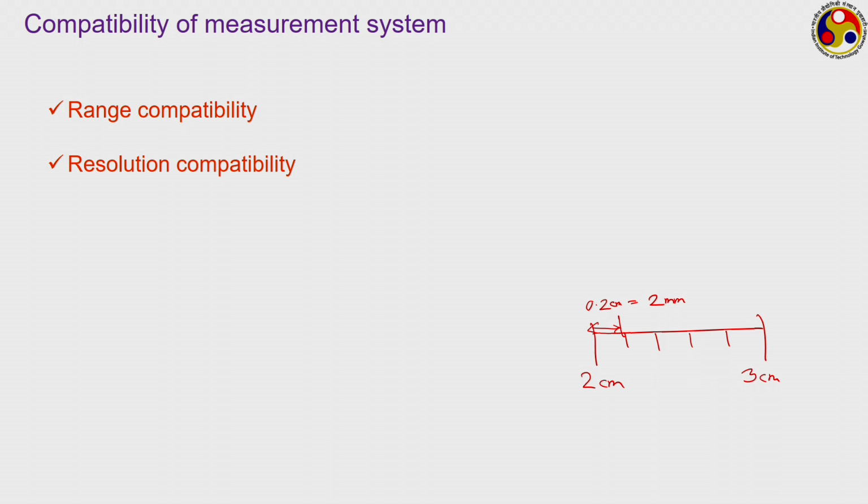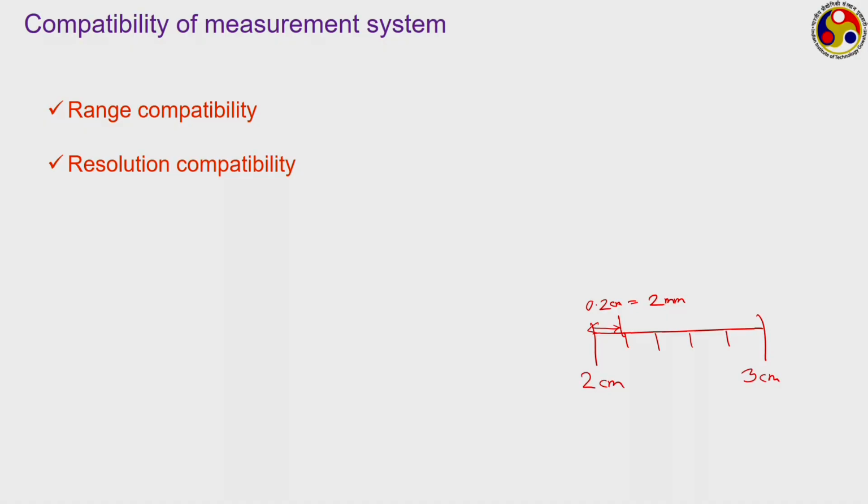Now if I want you to measure the diameter of a microchannel using this ruler, which may be something like this. Suppose I have asked you to measure the diameter of a microchannel which has a diameter of 500 micron, that is 0.5 millimeter. This is way smaller than the resolution of the instrument itself, and hence it definitely can't give you a proper measurement. So resolution is the second thing that we have to check.